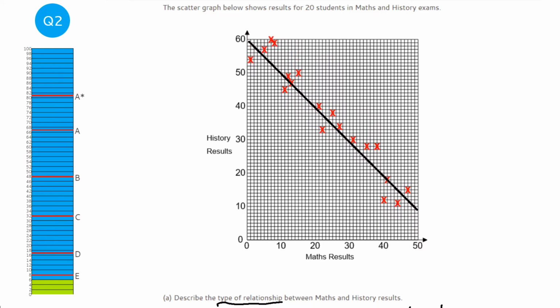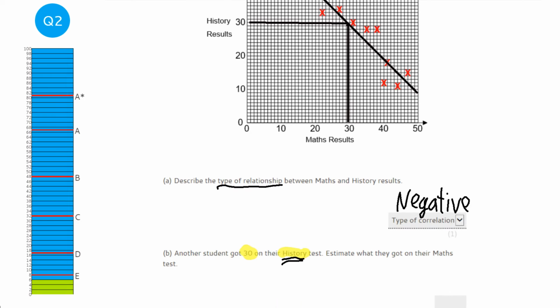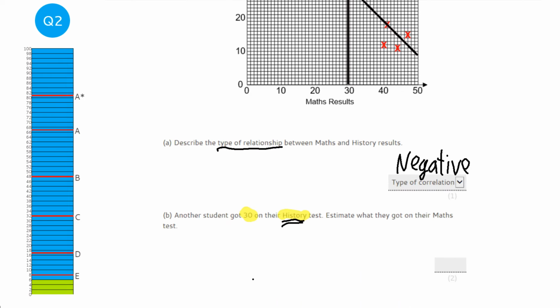So let's go across from 30. Okay, and I go across until I hit my line of best fit. As soon as I hit my line of best fit, I then go downward. Let's try and get a bit better. There we go. And I think that's pretty much 30, maybe slightly more than 30, but I'm going to go for 30 for that. And there we go.